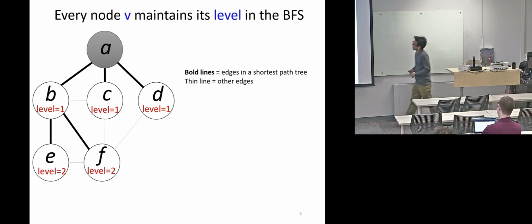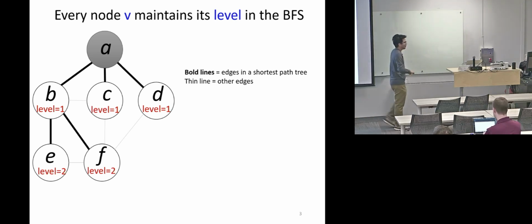But the point is, if you delete an edge that is not a bold edge, then the distance doesn't change. If you delete an edge outside the shortest path, nothing changes. Only when you delete a bold edge can the distance change.